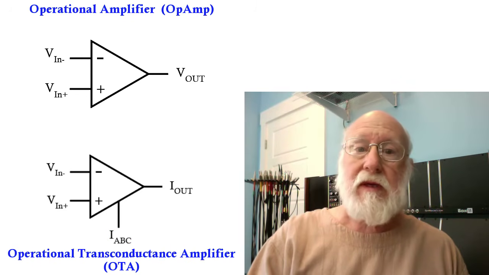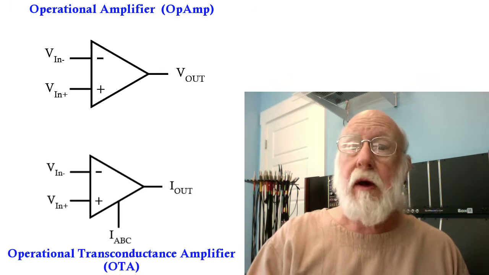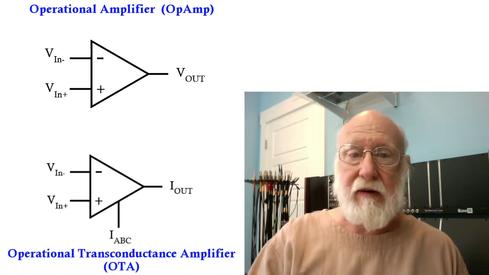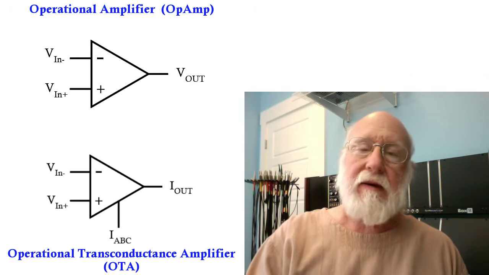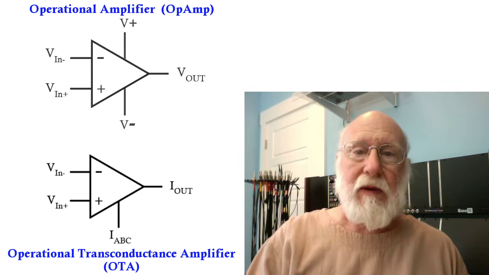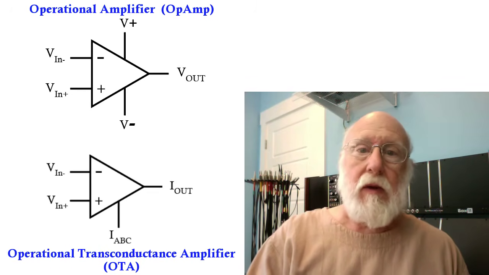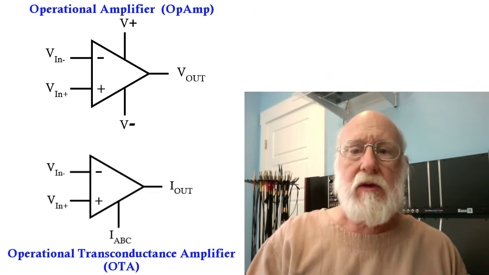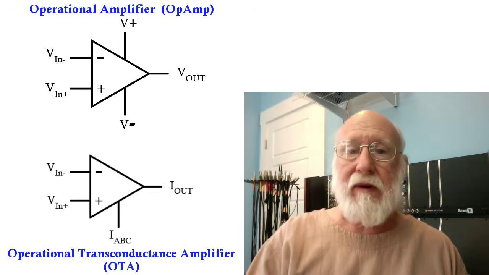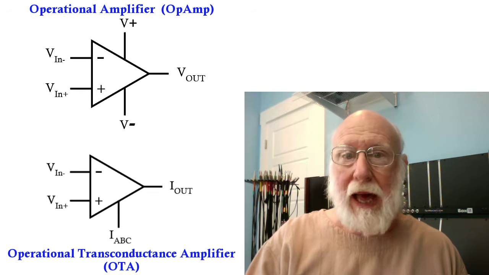The problem with this symbol is that it's fairly easy to confuse the amplifier bias current input with a power supply connection. If you recall, when we drew power supply connections on an operational amplifier, typically they came out of the top and the bottom of the two angled sides. So you could perhaps confuse that with an operational amplifier power supply.